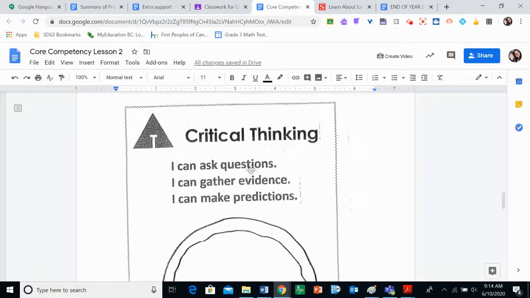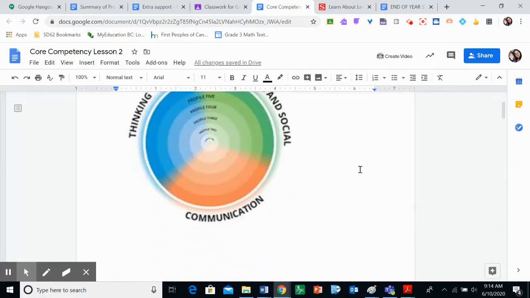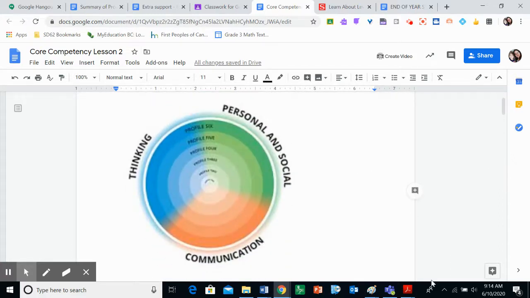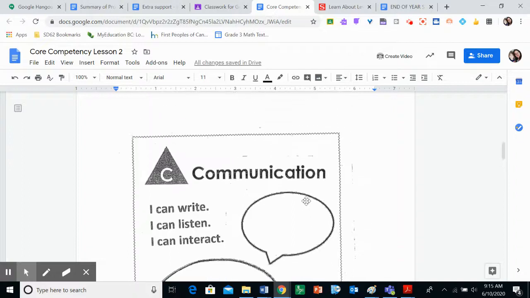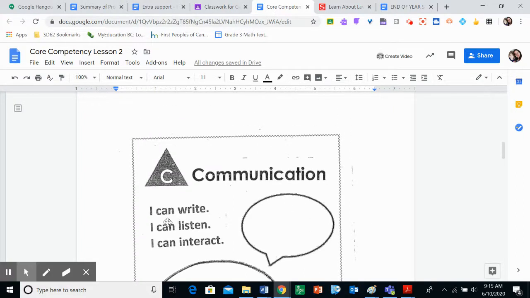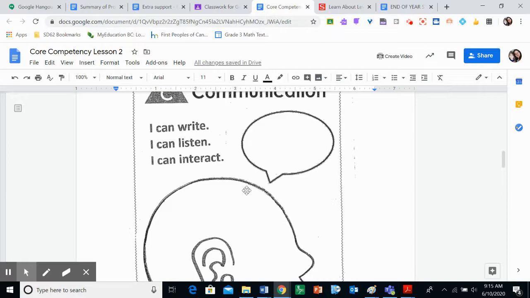So the other day we started talking about core competencies, and in our curriculum, that's what we're required to teach. We want to teach students to look at how they think, how they personally and socially connect, and how they communicate. The one we looked at last day was communication, and we looked at different ways people communicate. You can write, you can listen, you can interact. And I had students talk about a way that they communicate.